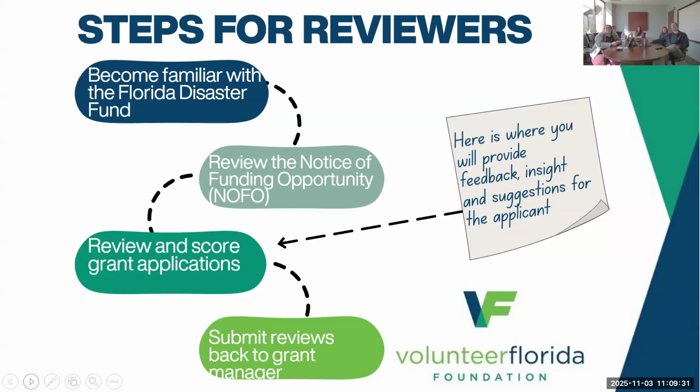The next step will be reviewing and scoring those grant applications. That's where you'll provide your feedback, your insight, your suggestions for the applicant. So you'll take into consideration what they've indicated on their application, and based on the Notice of Funding Opportunity and based on the intent of this grant funding, you'll end up scoring it based on that. And then you'll submit those reviews back to the grant manager, or you'll submit them back to myself.